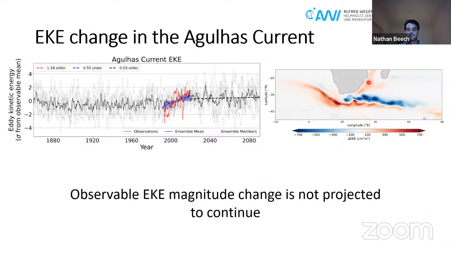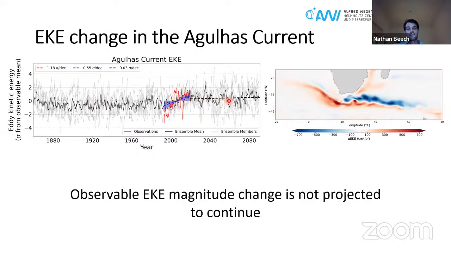And so we can put all that together just by looking at changes in eddy activity. And finally, we'll put it in the context of the observational record again. Interestingly, we see in both the modeled and the observed data sets, where the red is observations and the blue is the modeled changes during the observational period, an increase in eddy activity.